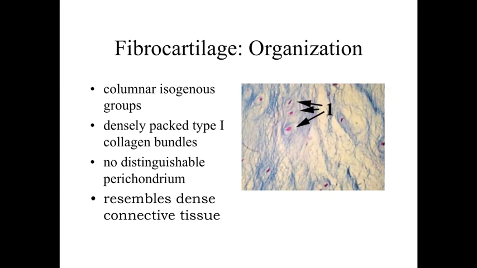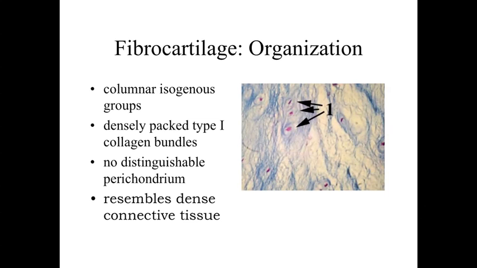And then the final type of cartilage we're going to look at, a relatively rare type of cartilage, is going to be the fibrocartilage. And now with the fibrocartilage, we're going to break some of the rules that we have with hyaline cartilage and elastic cartilage. Hyaline cartilage and elastic cartilage had type 2 collagen. With fibrocartilage, we're going to be back with type 1. Type 1, thick collagen bundles packed in close to one another.